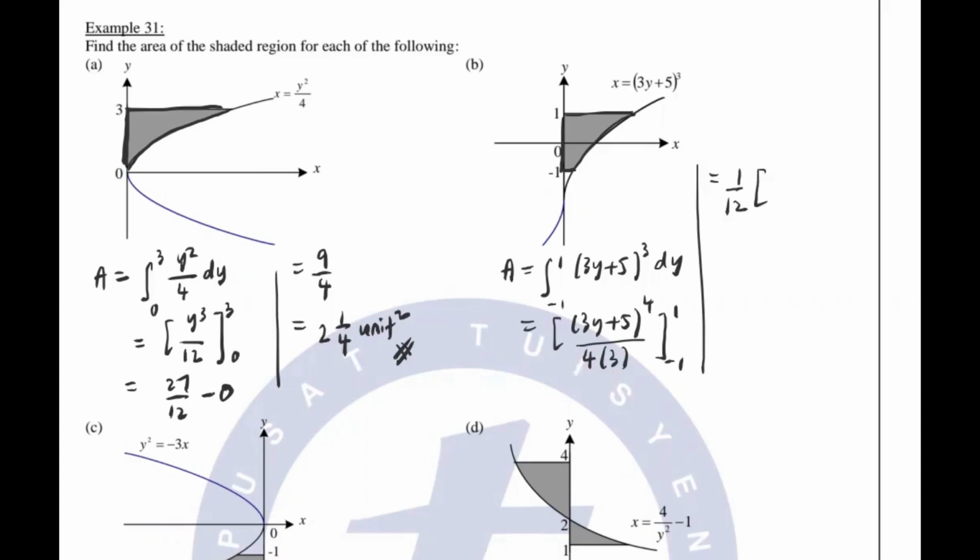Then when you sub 1 inside your y, 3 times 1 is 3, 3 plus 5 is 8. So this is 8 power 4. And when you sub -1 inside, you get -1 times 3 is -3, -3 plus 5 is 2, and you have 2 power 4. Now you might use a calculator here. 8 power 4 minus 2 power 4, whatever you get, divided by 12. I got 340. All right, hurry up. I'm going to move on to part C and D.